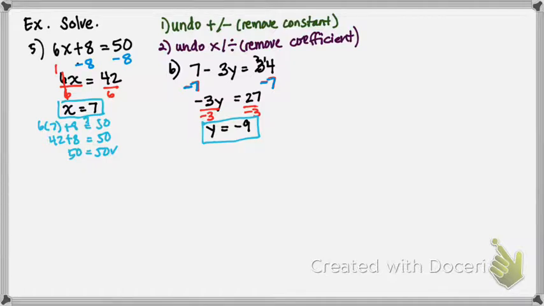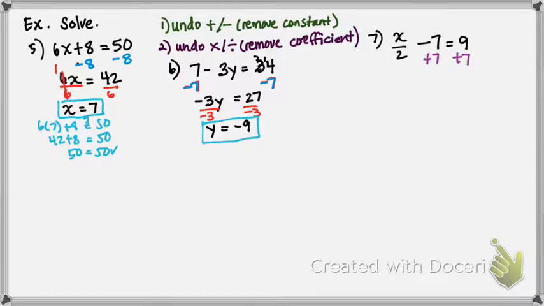Fractions. So let's put number 7 over here. And let's do x over 2, take away 7, equals 9. Okay. So again, job 1, we're going to undo using adding or subtracting to remove the constant. So I'm going to go ahead and add 7 to both sides.